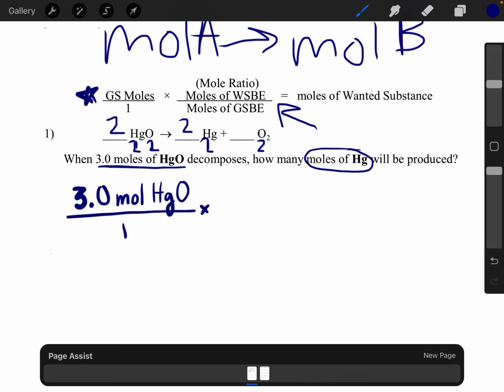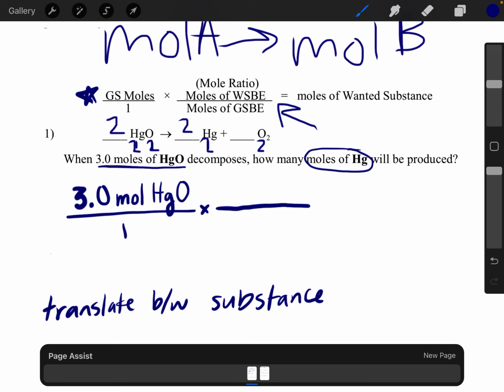And then we're going to multiply that by our mole ratio, because our mole ratio helps us to translate between substances. It's kind of like if you're bilingual and you have a parent who speaks one language, but they don't speak another one, and your friend's trying to talk to your parent, but they don't speak their language. You're kind of like that liaison between the two of them, and you translate between them. The same thing happens with your mole ratio. It can translate between mercury oxide and mercury, or mercury and oxygen.